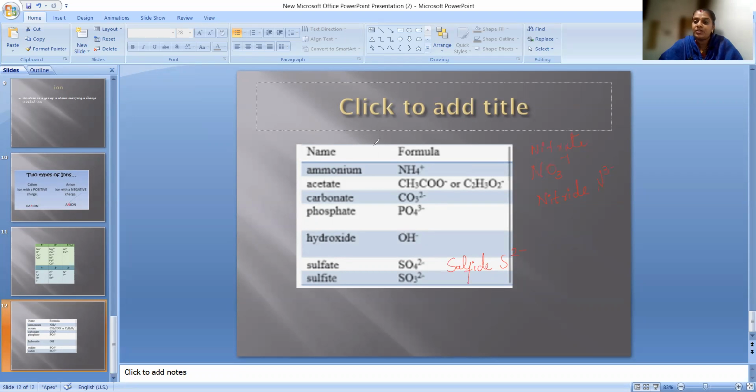Here also, in your textbook, all the formulas for polyatomic ions are written. That also we need to learn in order to write the formulas of compounds. So next lesson we will be learning about formula writing.